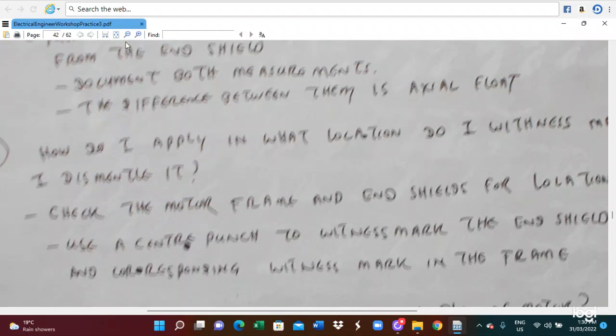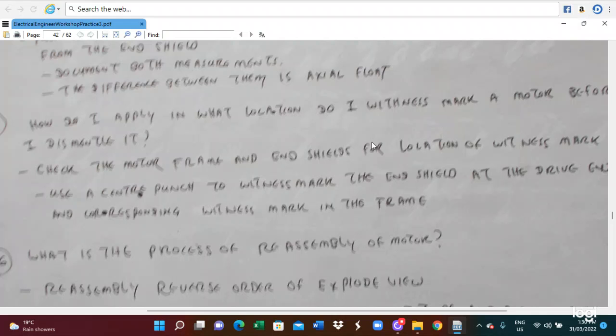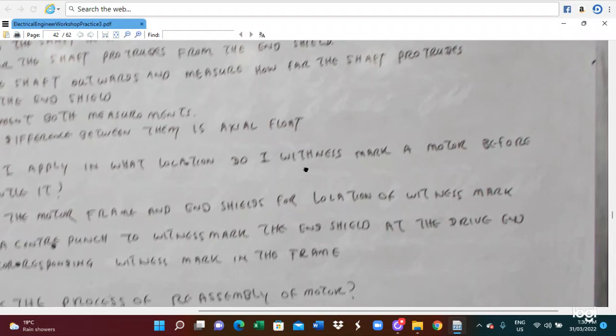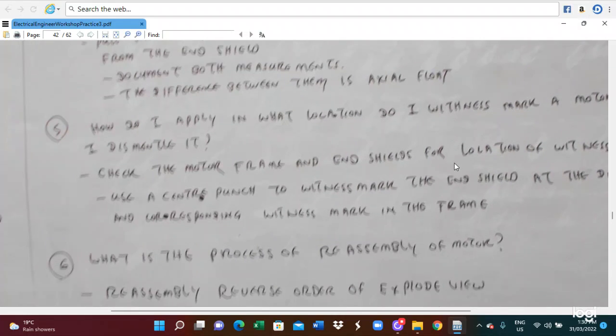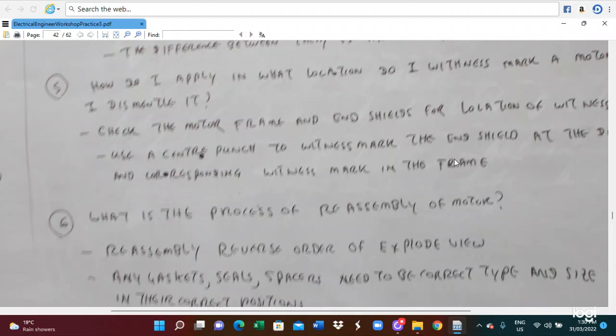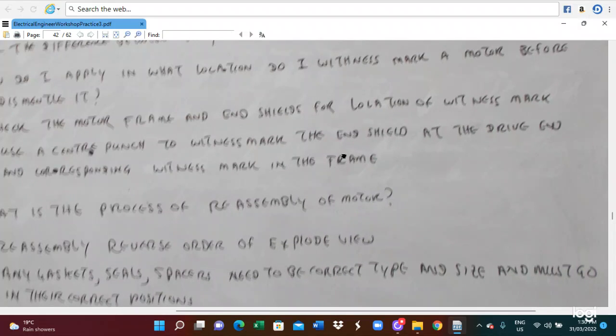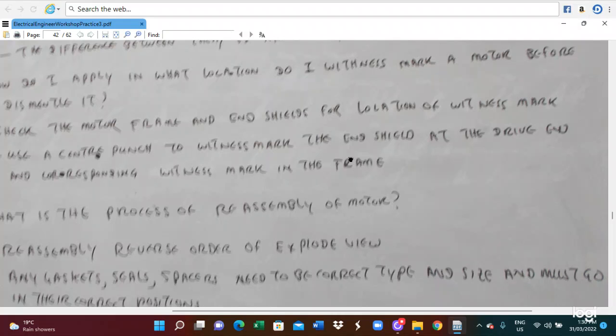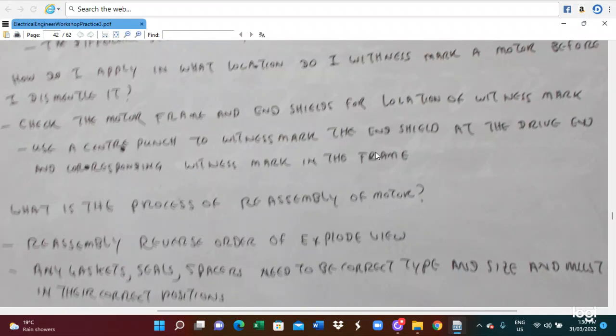What location do I wish to mark on the motor before I dismantle it? In this case, you have to check the motor frame and the end shield for the location of the witness marks, and use an appropriate center punch to make witness marks on the end shield at the drive end, and also we have to punch witness marks in the frame.